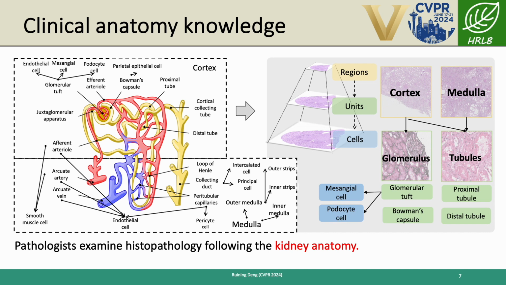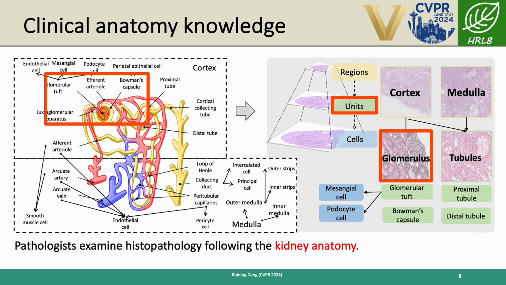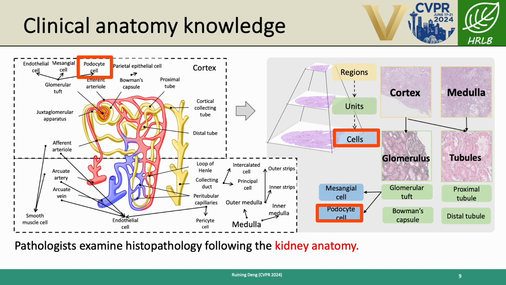Why is spatial knowledge important? Because if a pathologist wants to target a specific cell, she will use kidney anatomy to guide a visual search in a hierarchical way, which can improve speed and increase accuracy. For example, if she wants to find a podocyte, she will first look at the cortex, then find all of the glomeruli in each glomerular tuft. She will finally look at all of the podocytes.